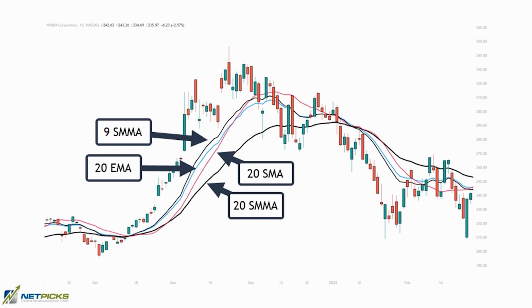We see the 9 SMMA and the 20 EMA. They track pretty close to each other. The 20 SMA catches up to price, and the other two averages near the top as price consolidates. The 20 SMMA, the smooth one, stays far away from price during the trending move, but there is a point on this chart that all the averages will converge.